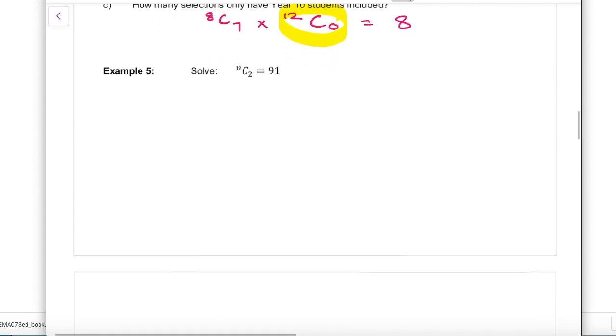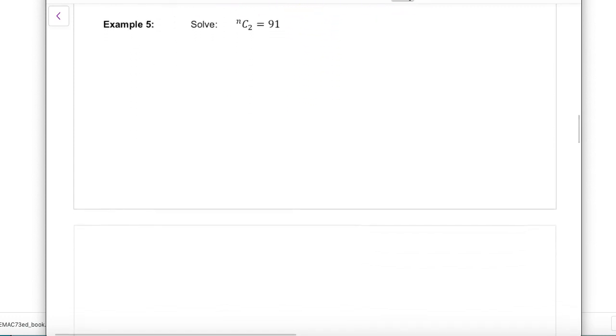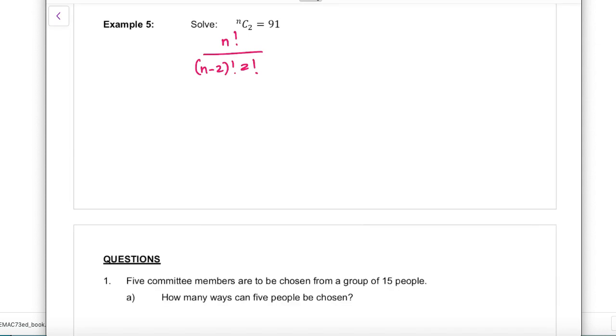In our last example here, it's a little bit different to a question. It's just using some algebraic manipulation. Using that rule, if we don't know what n is for the number of objects that we originally started with, can we solve for that? Well, using our formula, we've got n objects in where we have chosen 2, but we have not arranged them. And this should equal 91.